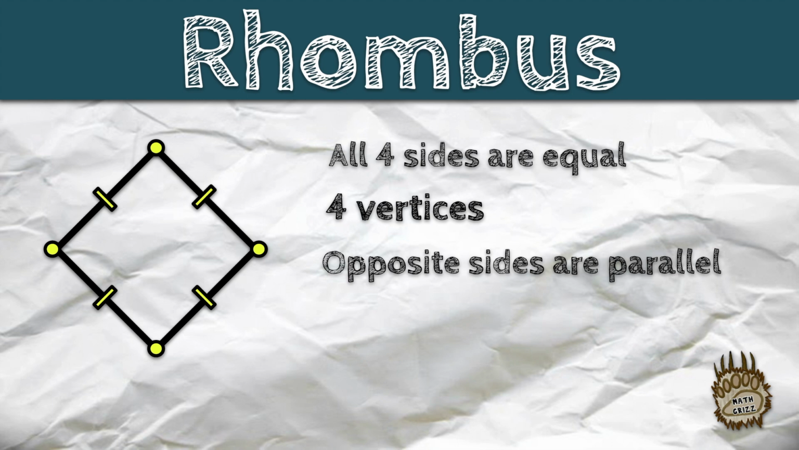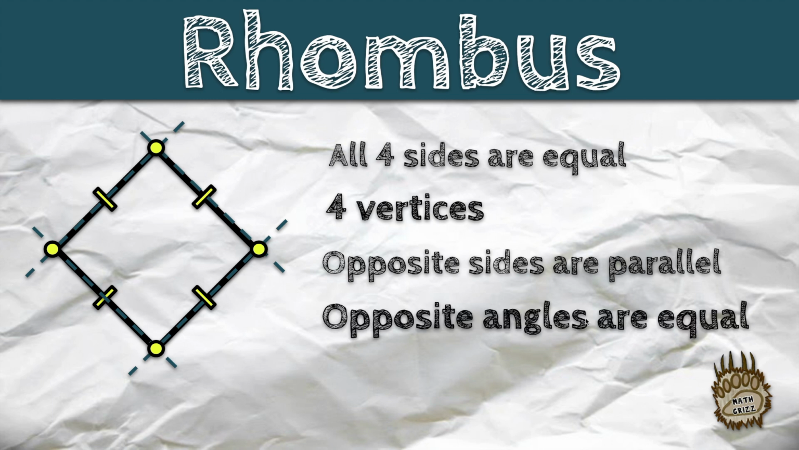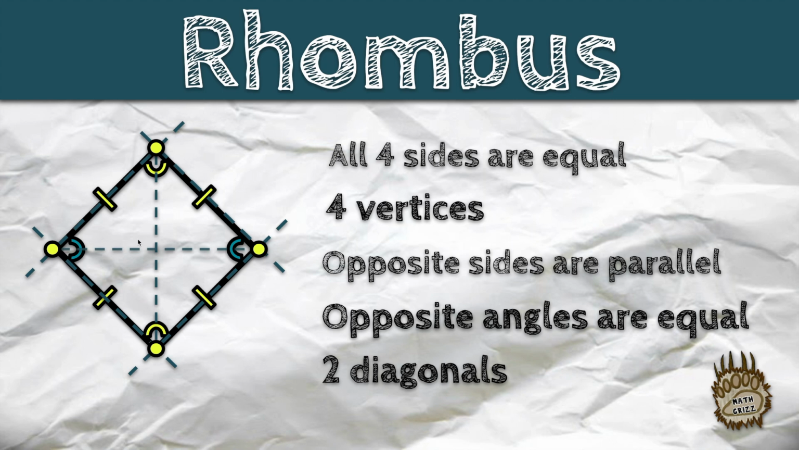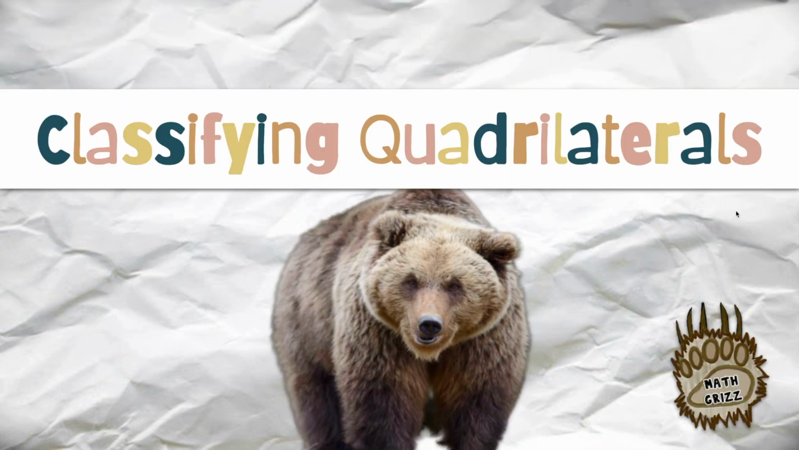Opposite sides are parallel. This side is opposite to this side, and they will never intersect, so they are parallel. And this side and this side are parallel, so those sides would never intersect. They are parallel. Opposite angles are equal. This angle is opposite to this angle, so that means if you know this angle, you also know the measure of this angle. And this angle is the same or equal to this angle. And lastly, you can classify a rhombus by saying that it has two diagonals.